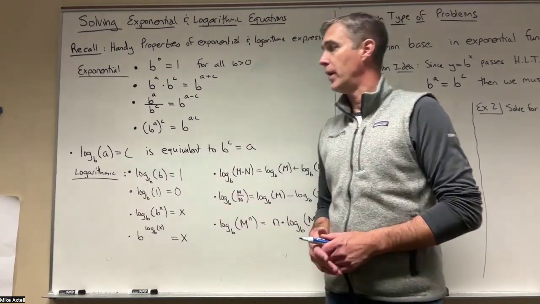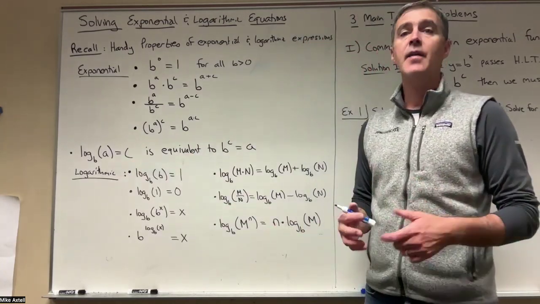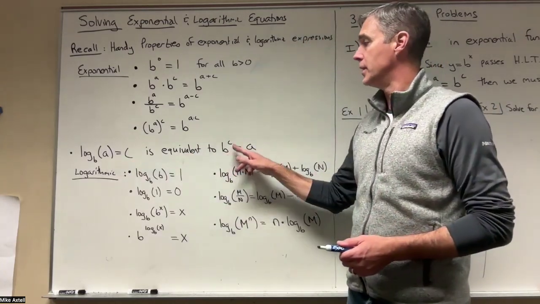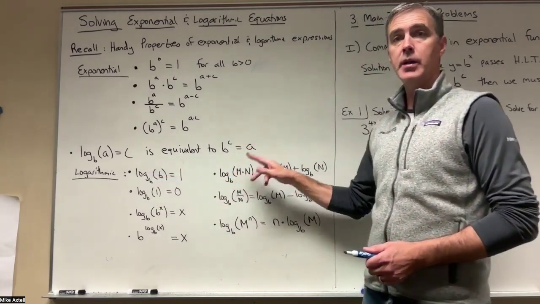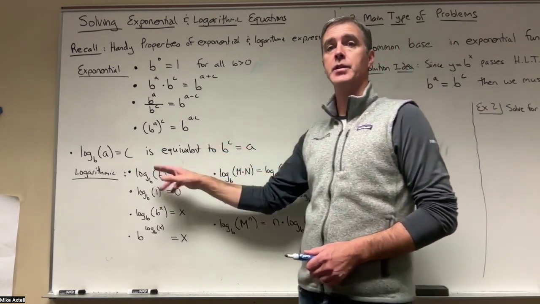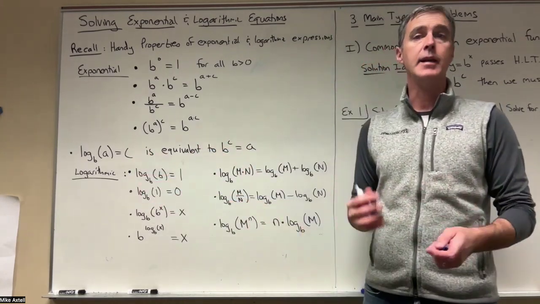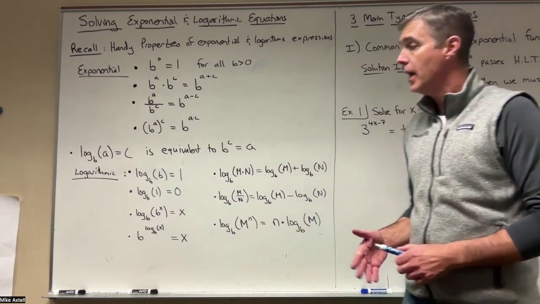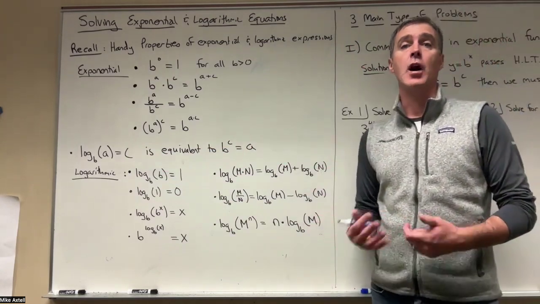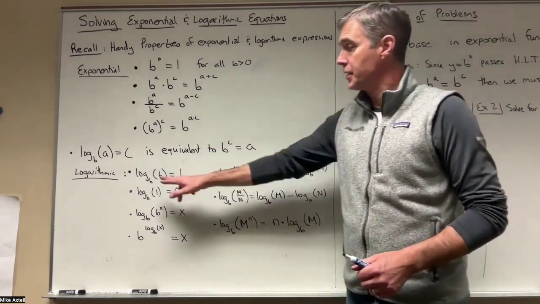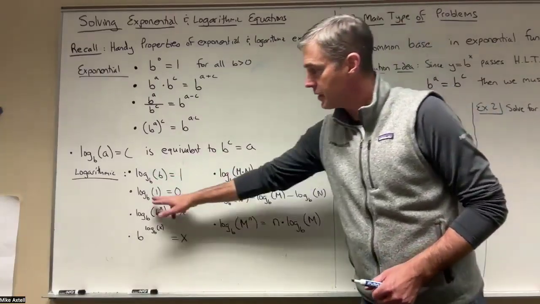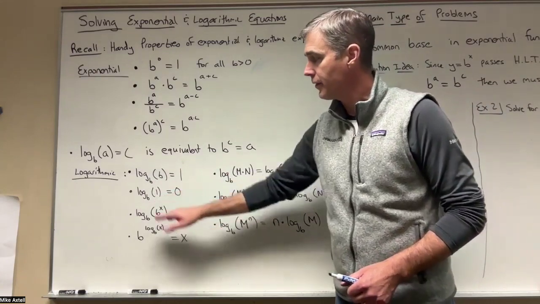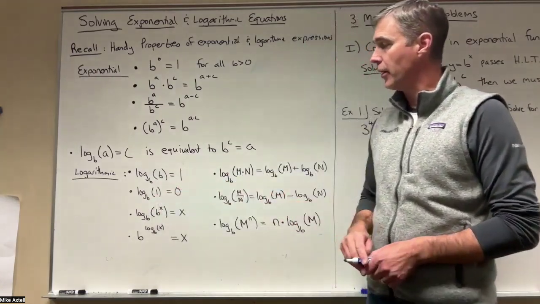So log base b of a equaling c is equivalent to saying b to the c equals a. And I could read that line backwards. b to the c equals a is equivalent to saying the log base b of a equals c. Then I've got some properties for logarithms. Since b to the first equals b, the log base b of b is 1. Since b to the 0 equals 1, the log base b of 1 is equal to 0.